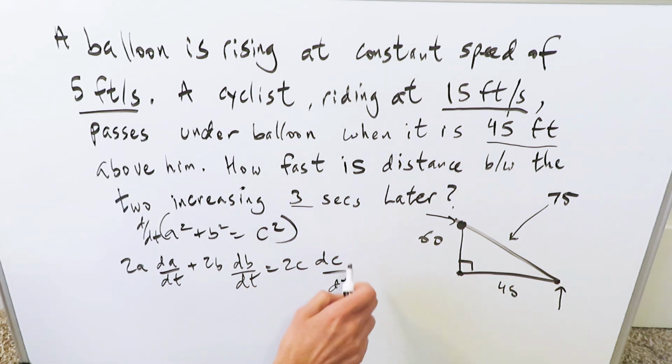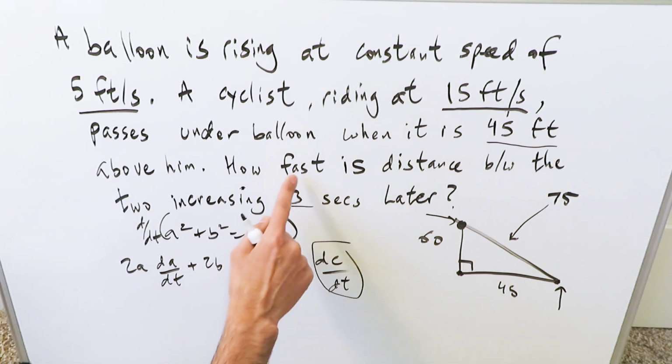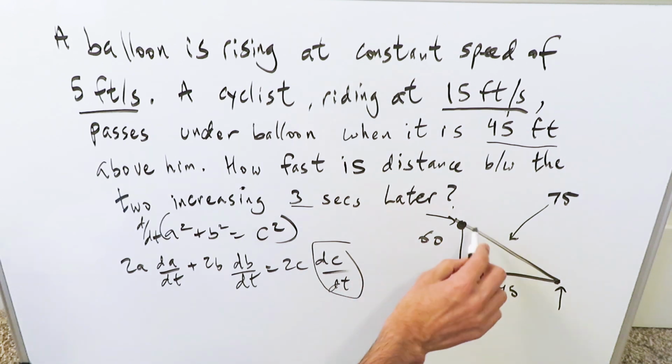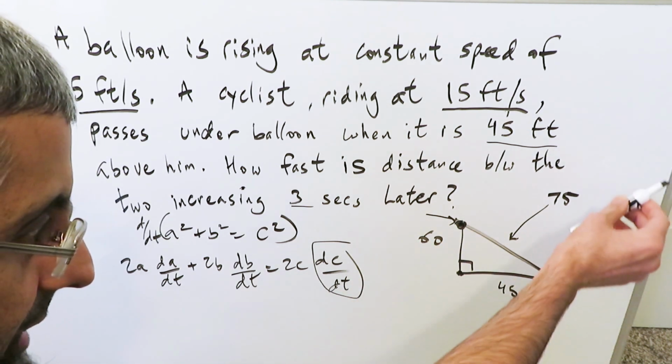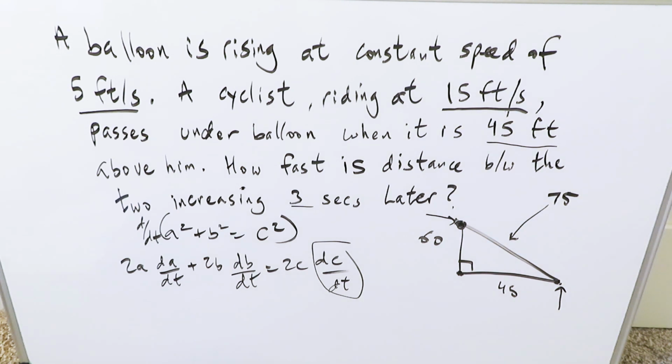What am I determining from right here? I have to find the rate of change of the distance between the two 3 seconds later. The balloon being up here and the cyclist being here, we're looking at the rate of change of that hypotenuse. We have all of these values except for this. If you want, you can literally divide everything by 2 and get rid of the 2's. It wouldn't make any difference. So a dA/dt plus b dB/dt is equal to c dC/dt.